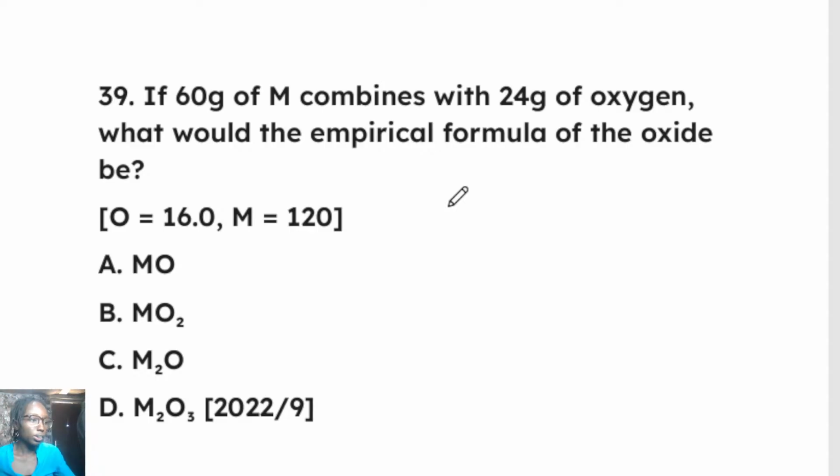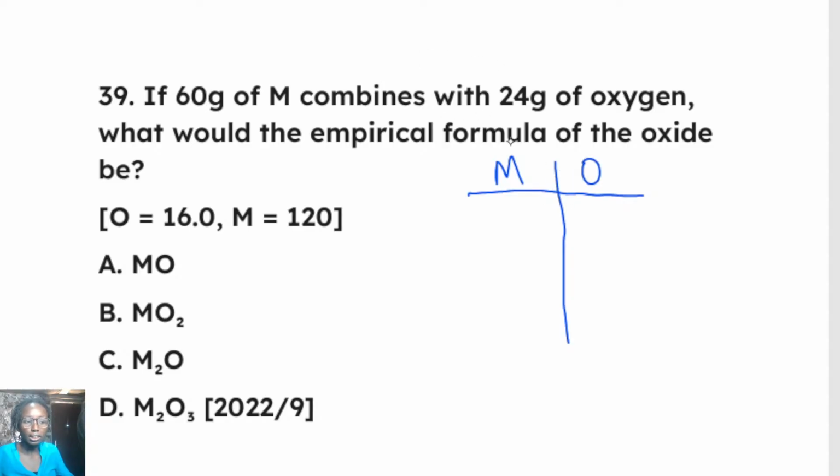Okay, so we're on question 39. It says 60 grams of M, so the compound is M, right? And it combines with 24 grams of oxygen. They're asking us for the empirical formula of the oxide, because the oxide will just mean that it should be M with oxygen, right? So I like to use my tables anytime I see a question on empirical formula. Okay, so you see M and you see O, right?